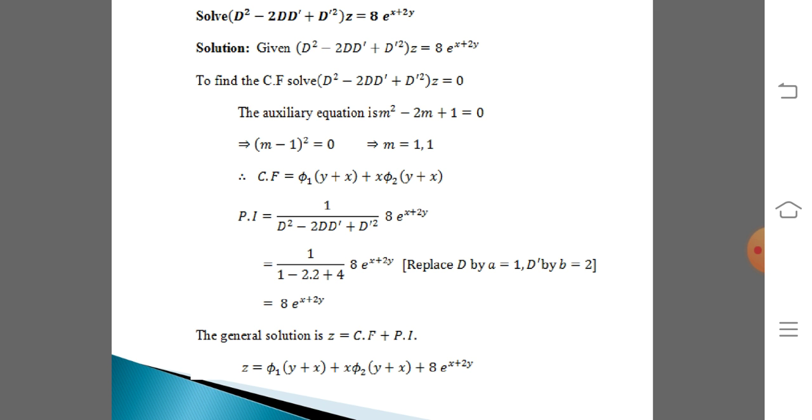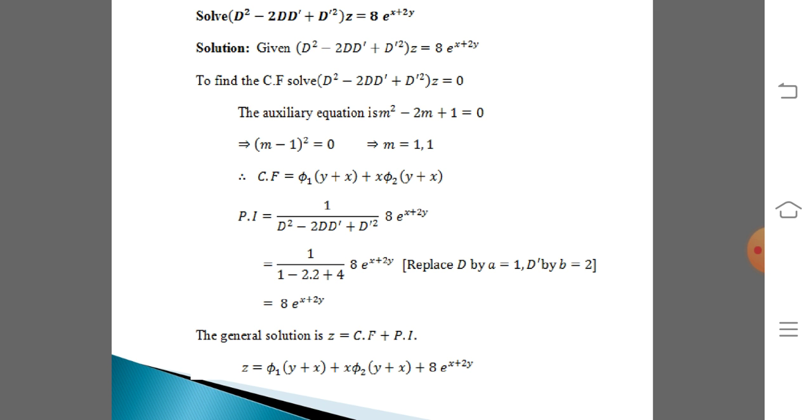Here we have got repeated roots, same roots, 1, 1. Therefore, the complementary function is phi 1 of (y plus 1x), plus x into phi 2 of (y plus 1x), that is phi 1 of (y plus x) plus x into phi 2 of (y plus x). Is it clear? This is the complementary function.